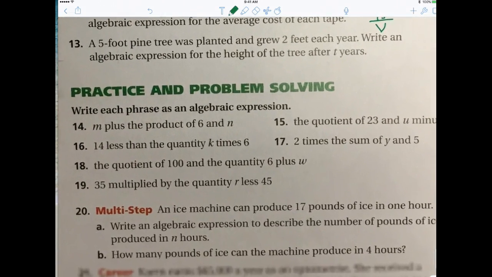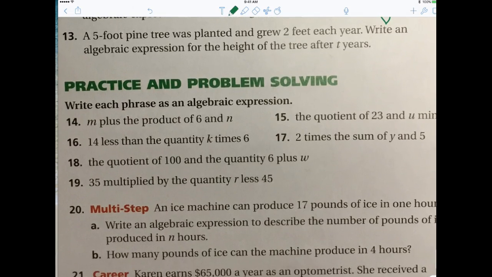I know, man. I had to beat it into you today. All right, next, Carter. So, a 5-foot pine tree is planted and grew 2 feet each year. Write an algebraic expression for the height of the tree after T years. So what would it be?